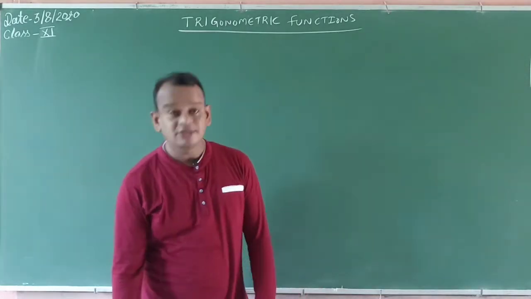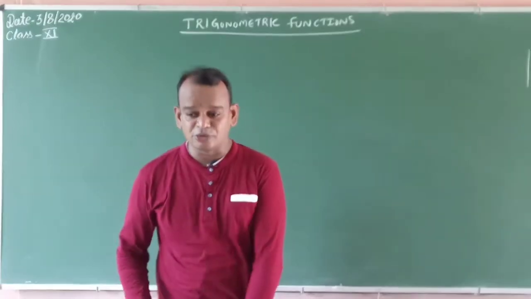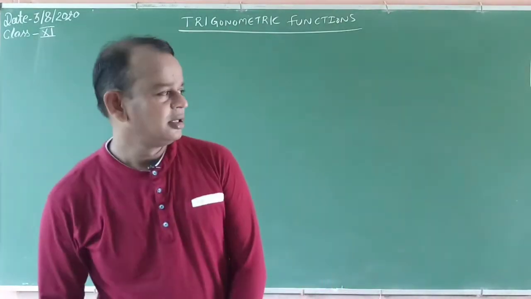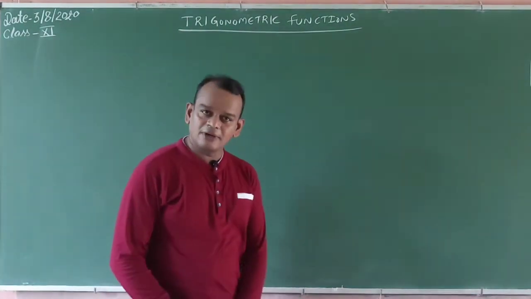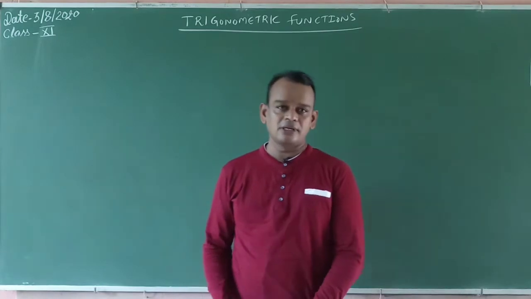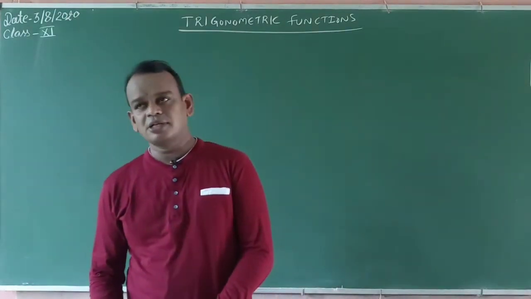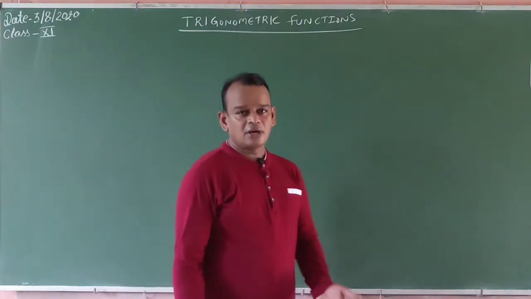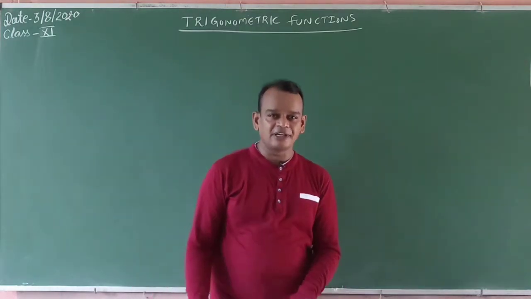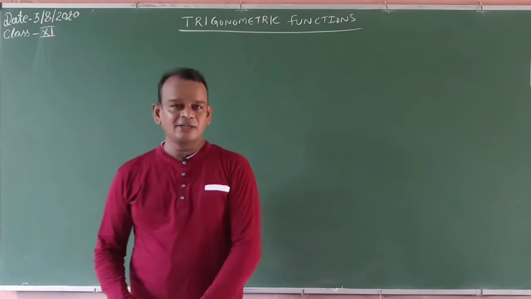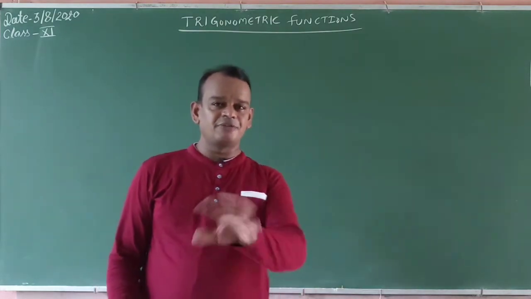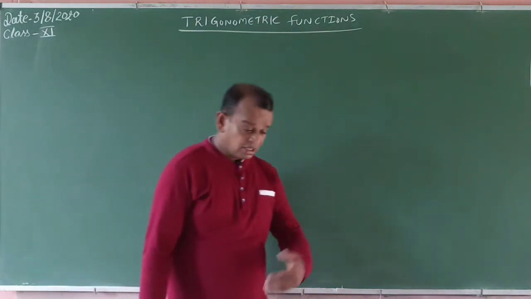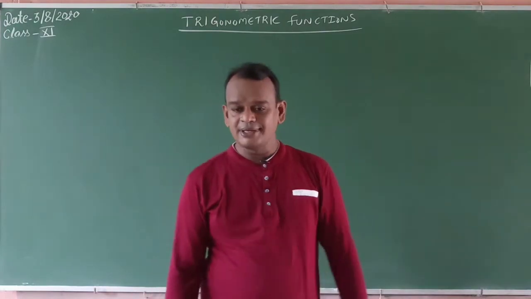Okay, good morning students. Yesterday I discussed compound angles, the trigonometric ratios for the sum or difference of two angles, and some trigonometric values: sin 15, sin 75, cos 15, cos 75, tan 15, tan 75, up to secant 15 and secant 75, cosecant 15 and cosecant 75. Already we discussed that in yesterday's class.